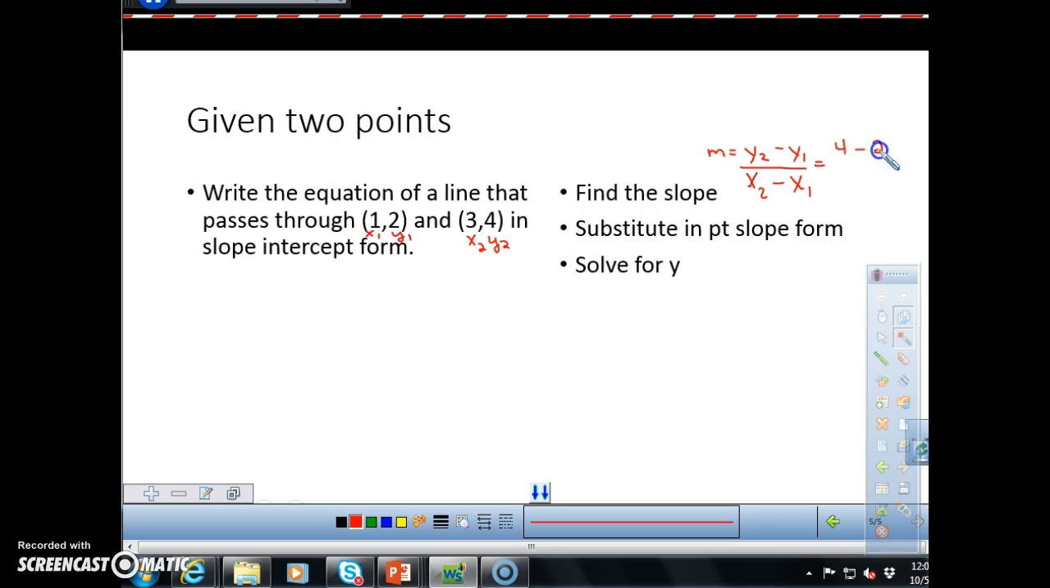4 minus 2 over minus 1. Oh, I got 1 again. So if I know a slope and I actually know 2 points, again, we're going to do point slope form, and then we'll have to go another step further to get in y equals mx plus b.